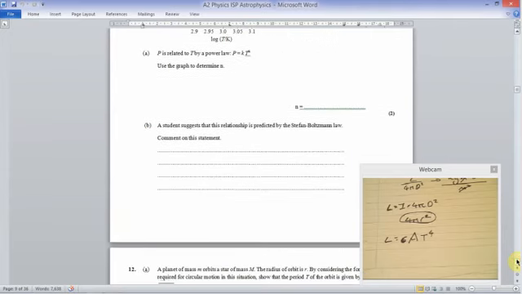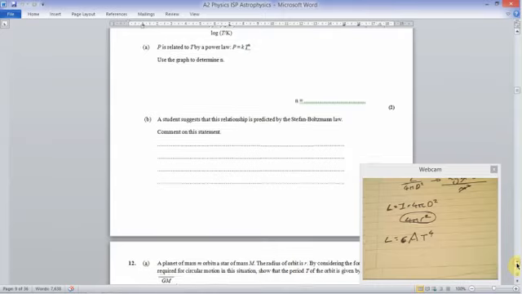A student comments that this relationship is predicted by the Stefan-Boltzmann law. Comment on the statement. Well, it needs n to be 4. So if the gradient of that graph was 4, then it is predicted by the Stefan-Boltzmann law, because that's how power is related to temperature in the Stefan-Boltzmann law. So if the value of n was about 4, then we're about spot on. So I won't check that, but you guys can check that if you want to, or you should check that as you do the question.